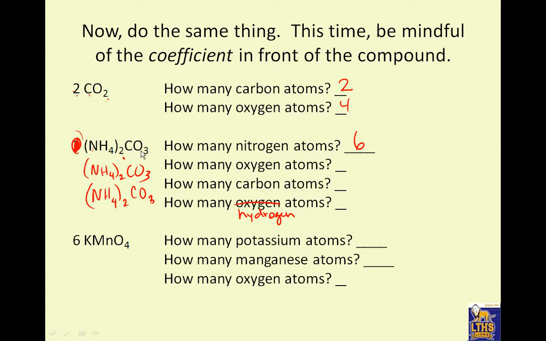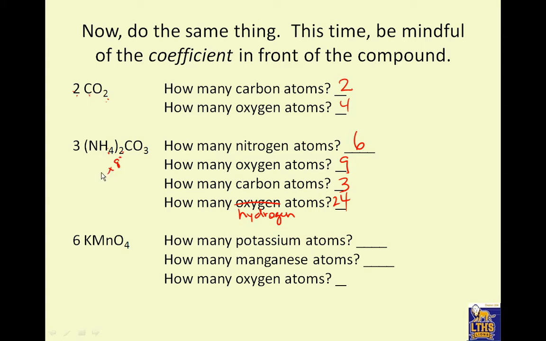All right, so let's count oxygen. 3, 6, 9 oxygen. Let's count carbon. 1, 2, 3 carbon. Let's count hydrogen. 4, 8, 12. But let's do this again. There's 2 times 4 is 8, and that one 8. 8, 16, 24. That's a lot of hydrogen. Okay, or you can do 4 times 2 is 8, 8 times the coefficient of 3.